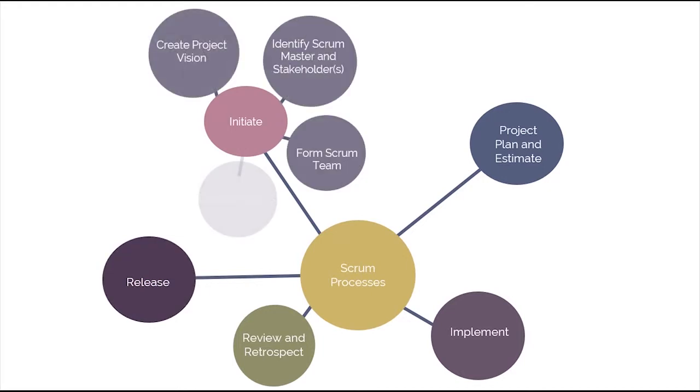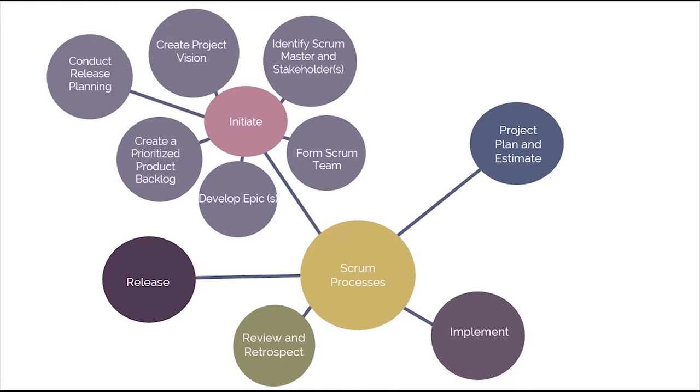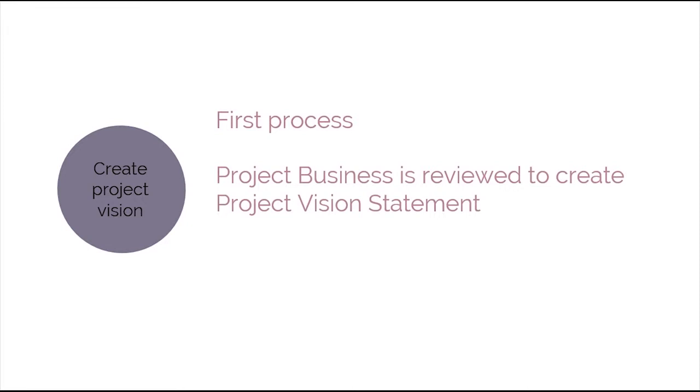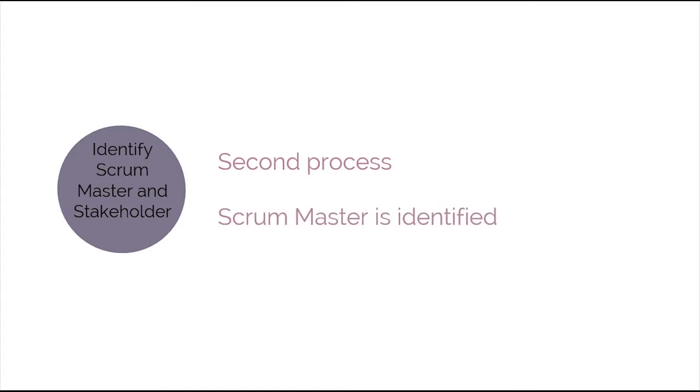Initiate is the first phase, and the processes carried out as part of Initiate are as follows. Create project vision is the first process performed. In this process, the project business case is reviewed to create a project vision statement that will serve as the inspiration and provide focus for the entire project. The product owner is identified in this process. Identify Scrum Master and stakeholders is the second process, during which the Scrum Master is identified using specific selection criteria.